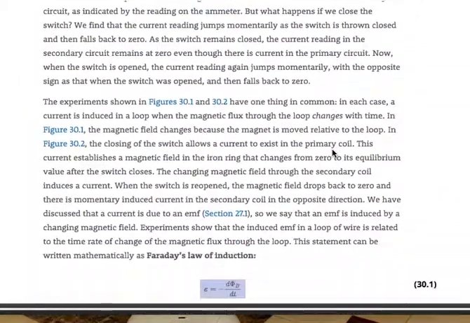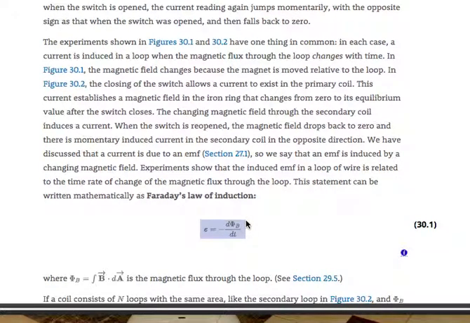If you have a changing magnetic flux, then a current, or a voltage, an EMF, will be produced in a wire that will try to fight that changing magnetic flux. It tries to return the magnetic flux to what it just was. So inductance basically is trying to keep things the same.